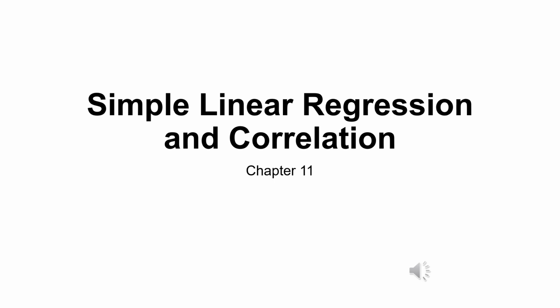Welcome to Chapter 11, where we dive into the world of simple linear regression and correlation. This is one of the most powerful and commonly used statistical tools in engineering and science. In this chapter, we'll learn how to model and analyze the relationship between two variables, make predictions, and quantify the uncertainty inherent in real-world data. We'll start with the fundamentals and build up to hypothesis testing, ANOVA, and correlation.